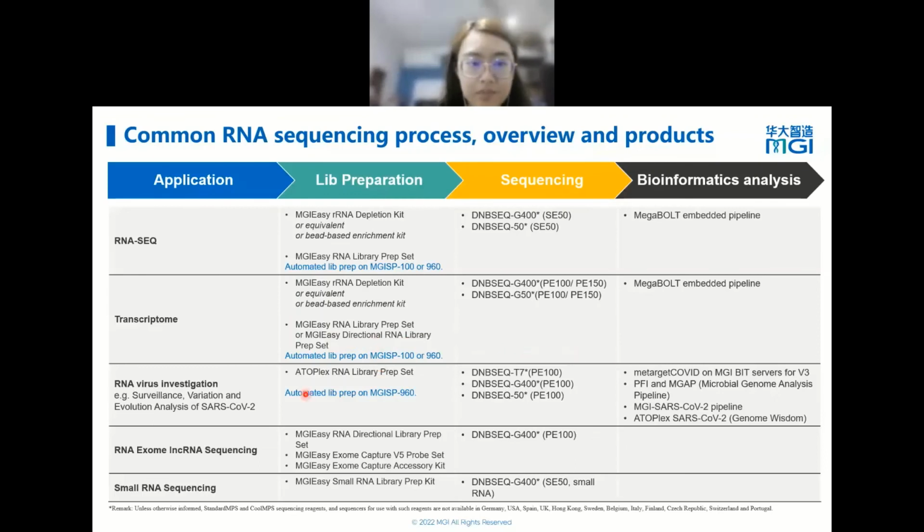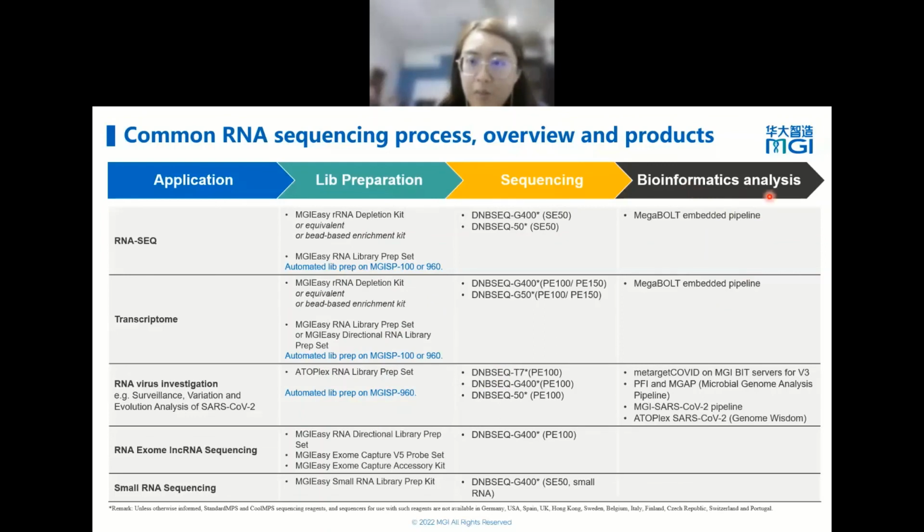If you are looking at specific targets, for example, the recent pandemic, the SARS-CoV-2 virus, we know that the virus is an RNA virus. We can also use RNA-seq to sequence this virus, and our kit is called the Atoplex RNA library prep set. The principle is slightly different compared to this, but I will not go through it in detail here.